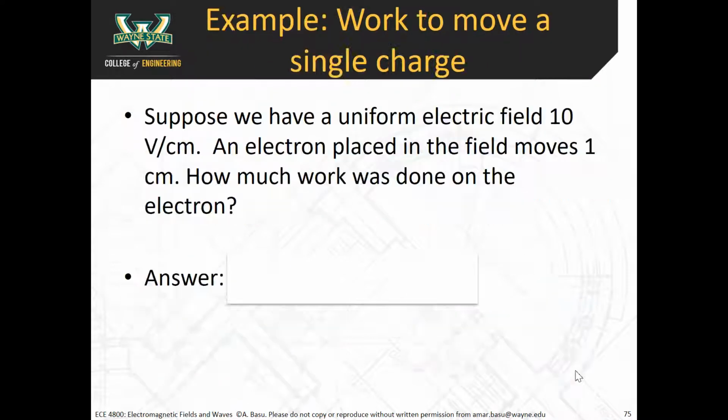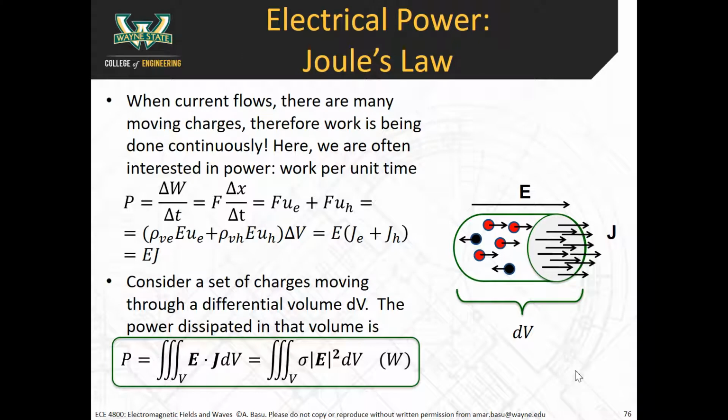We have the power coming from the battery or the power source. So when current flows, there are moving charges and work is being done continuously. That means the battery or the power supply is doing the work on these charges to get them to move. When we're talking about work being done continuously, we're interested in something called power, which is the amount of work being done per unit time. So P is equal to dW over dt, delta W over delta T, the rate of change in the work.